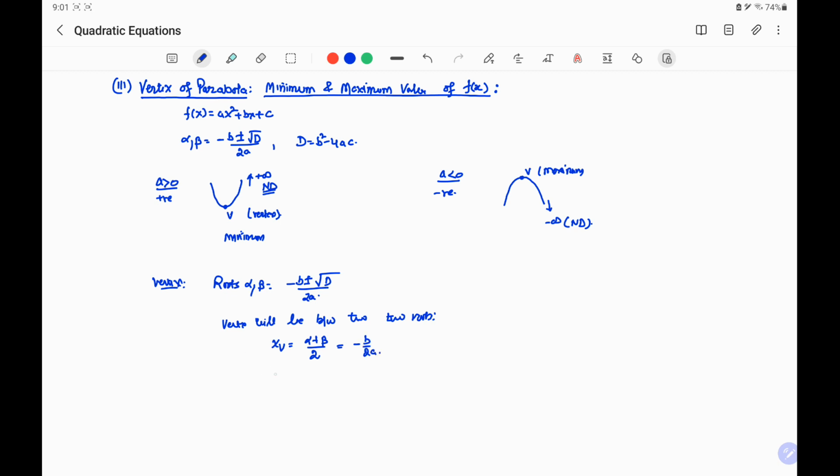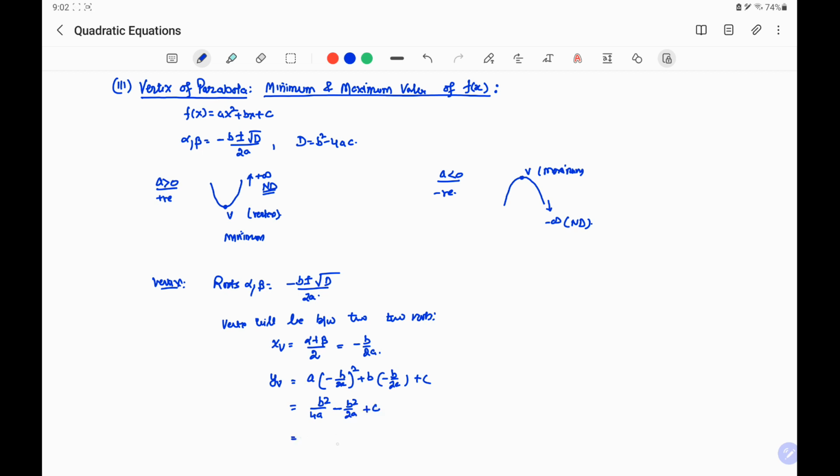And to find the y coordinate, that is fv, it will be equal to, we will substitute the value of xv in the quadratic polynomial. We will have a into (minus b by 2a) whole square plus b into (minus b by 2a) plus c. It will give b square by 4a minus b square by 2a plus c.